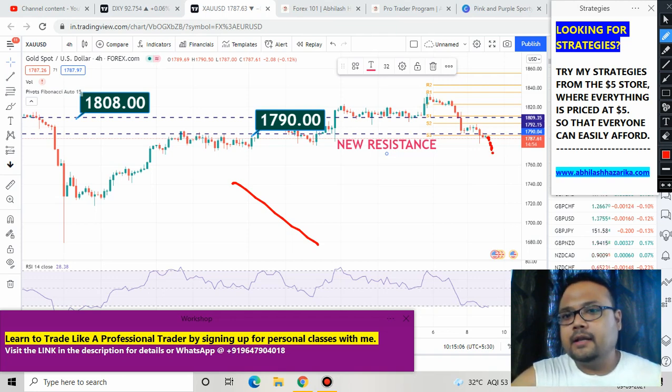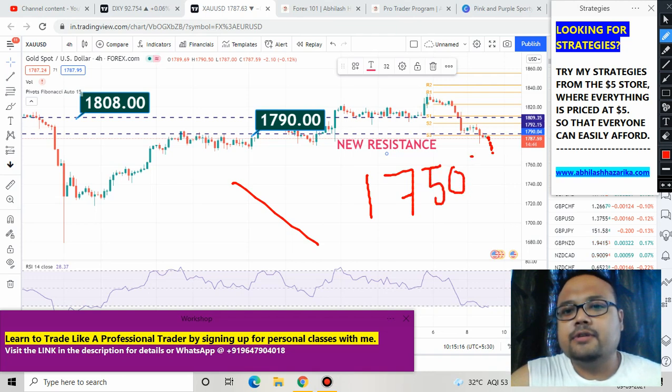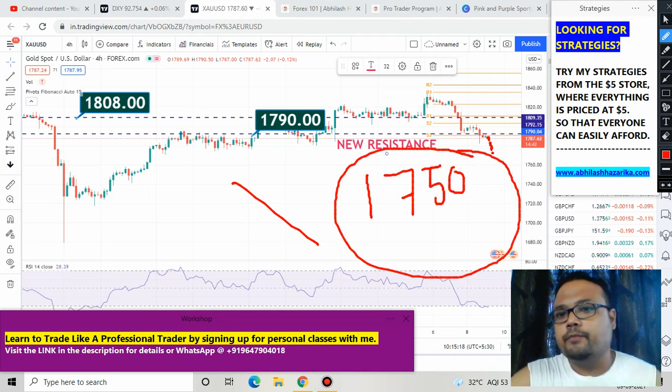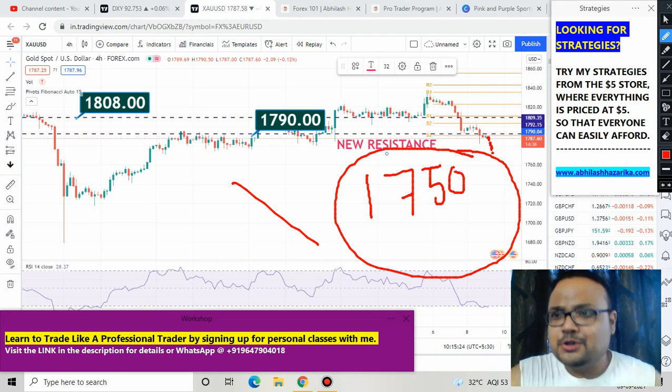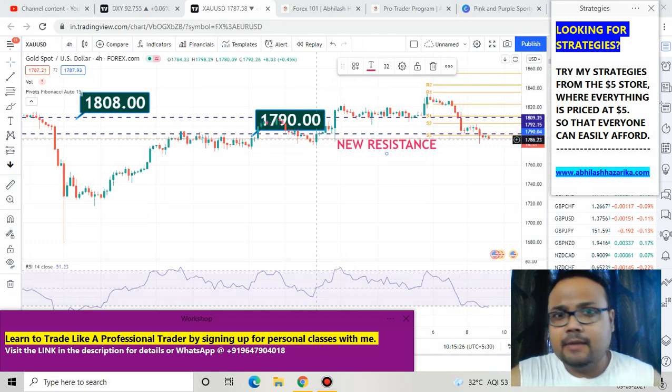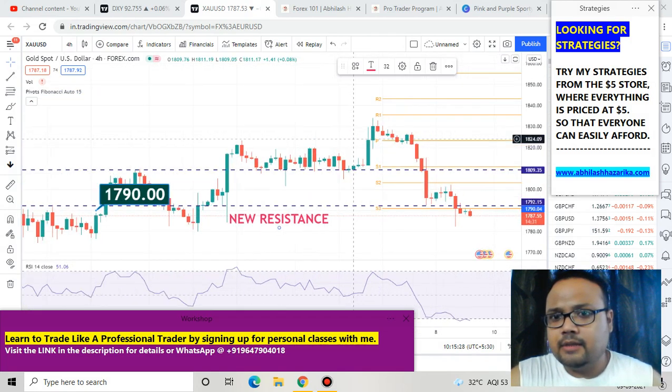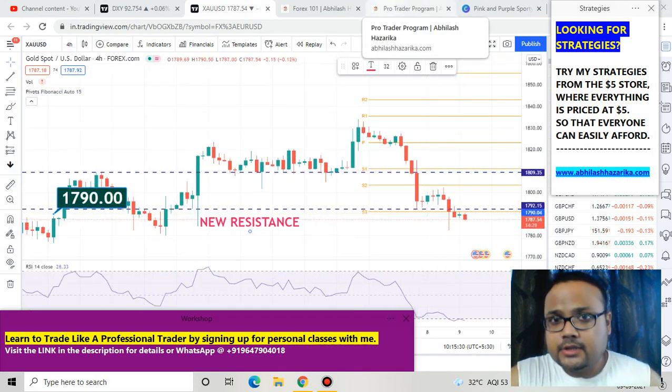Just keep in mind that if there is a free fall or severe selling pressure on the chart of gold USD, then the next support for gold will be at 1750. This is the next support for the gold. Right now gold looks like it is under very much pressure, so do not think about buying right now, because the market is under the dominance of sellers.